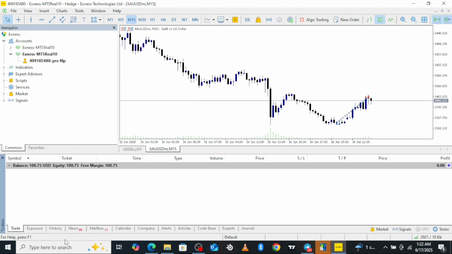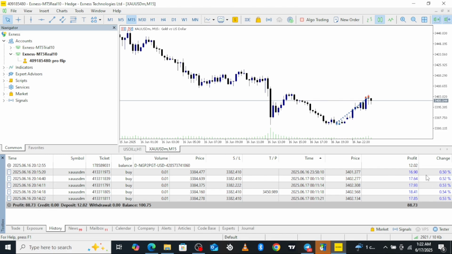Let's look at the history. We started with 12, and we've been able to make $88 profit. The thing here is I just want to catch some sleep, so we would continue tomorrow trying to flip this account to 1,000. Remember, we started with 12. The goal is to flip this account to 1,000.